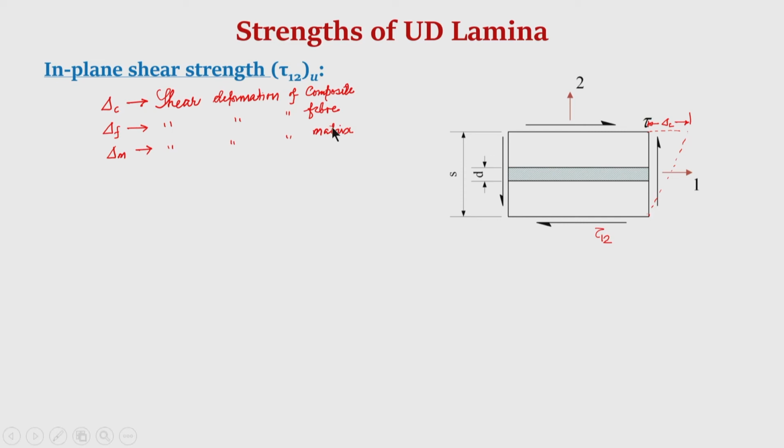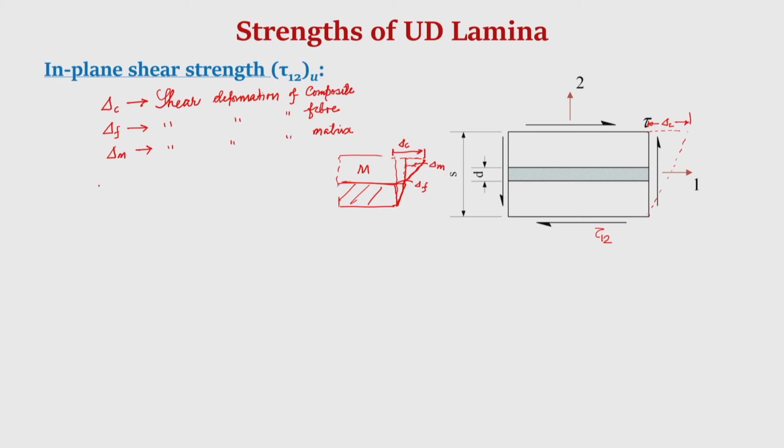Okay. So, you can see that we have done that earlier also. Suppose we have a fiber and a matrix, suppose this is the fiber and this is the matrix. The shear deformation for the fiber will of course be different compared to that of the matrix, because the shear modulus is different. So, this is the total shear deformation delta C, and this is delta F, and this is delta M.